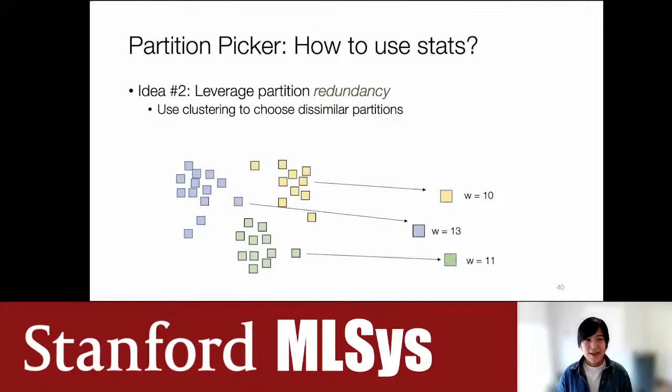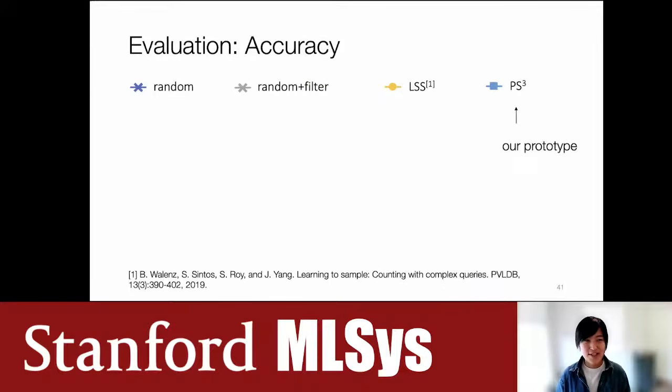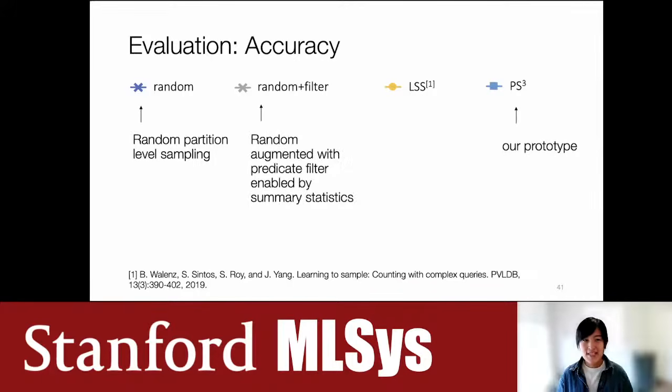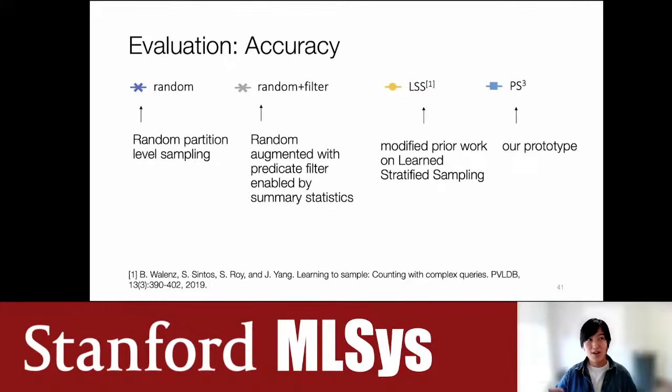I'll defer more details to the paper, but for now I'll jump straight into the evaluation to see whether this approach actually works. First, we run an experiment comparing query accuracy. Here we compare against three baselines. First is randomly selecting a partition. The second is random partition selection plus some predicate filter. And the third is prior work that tries to learn to generate stratified samples, but we modify this to work at the partition level instead.